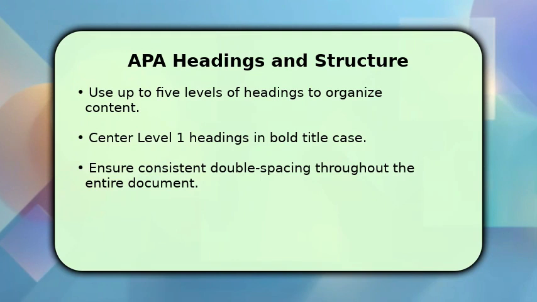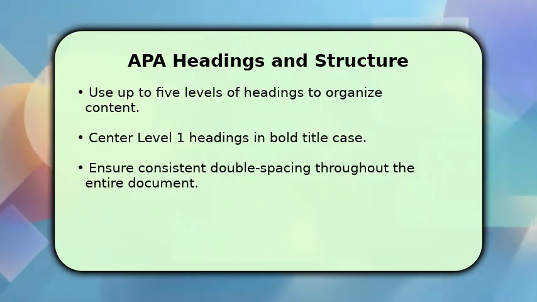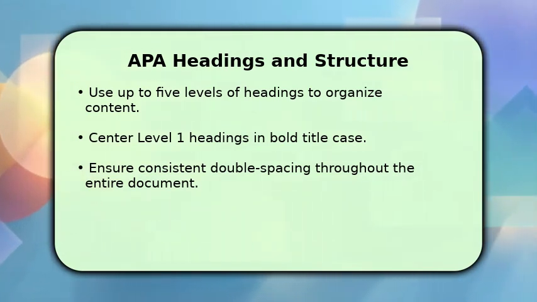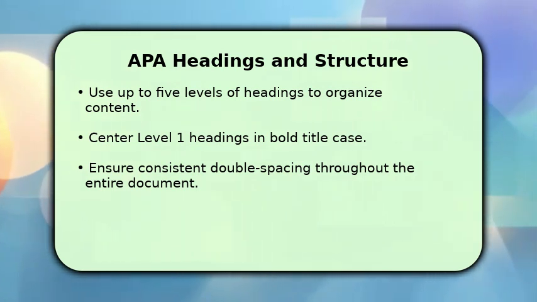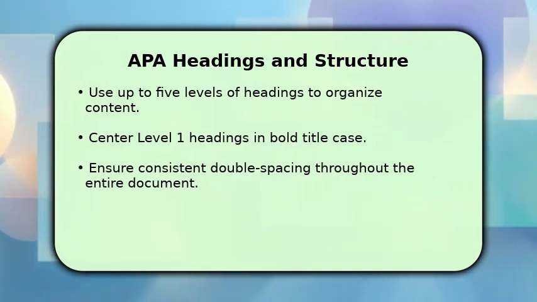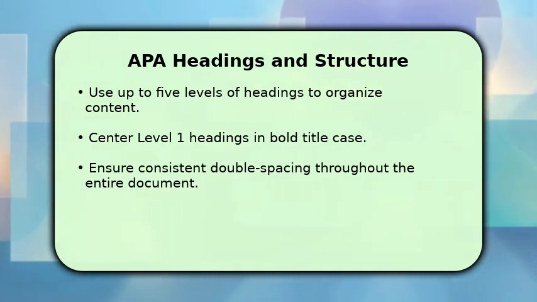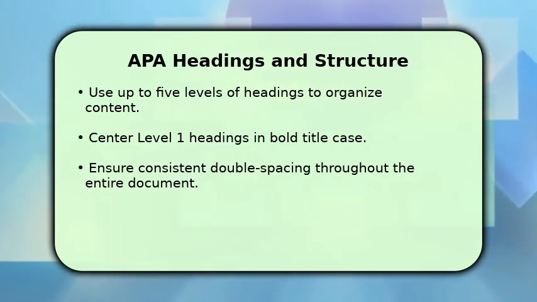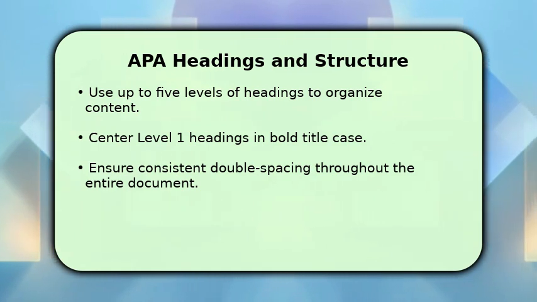Organizing your paper with headings is key to APA style. Utilize up to 5 levels of headings to structure your content logically. For example, a Level 1 heading is centered and bolded. Remember to maintain consistent double spacing throughout your entire document, including between headings and paragraphs. This structure enhances readability and clarity for your audience.